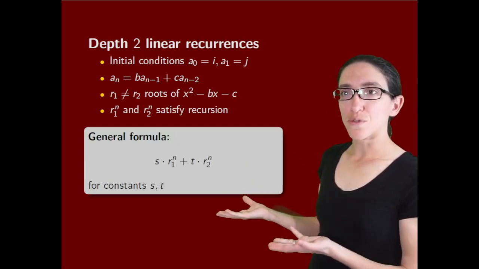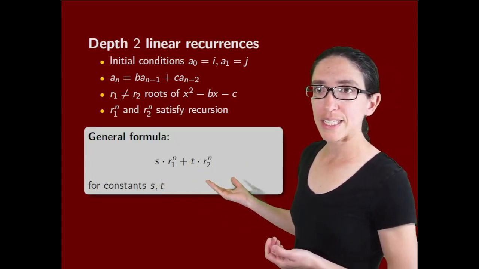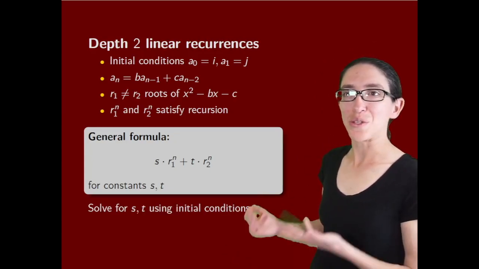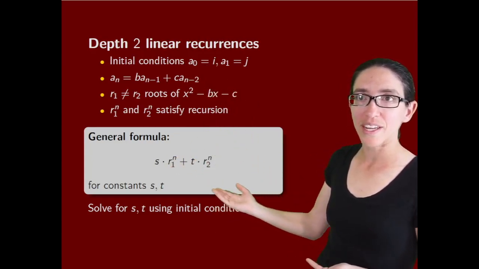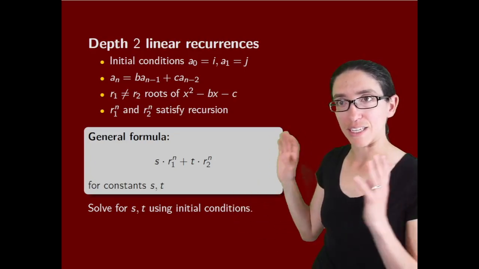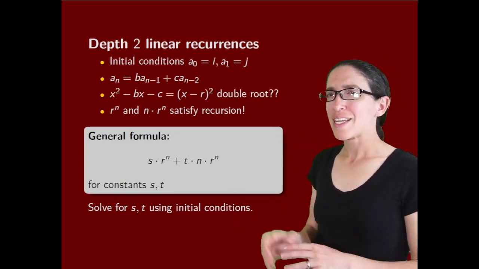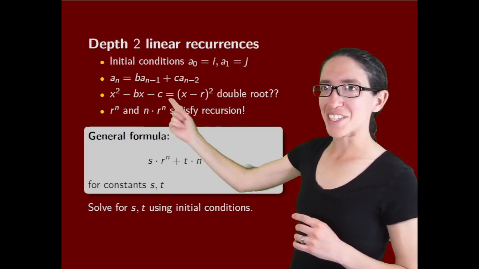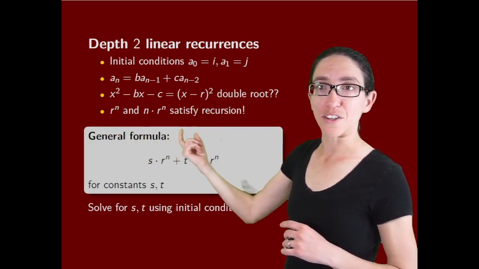And so a general formula for something that satisfies the recursion is s times r1 to the n plus t times r2 to the n for some s and t. And finally, you can solve for s and t using the initial conditions. Plug in n equals 0, plug in n equals 1, and you'll get two equations in two variables s and t. You solve, and that gives you your unique solution to that depth 2 linear recurrence. Now, what about that pesky case where there's a double root, where it factors as x minus r squared? So you don't have two different r1 to the n and r2 to the n.